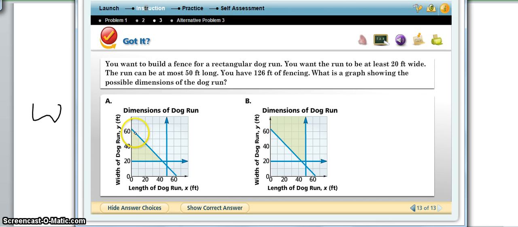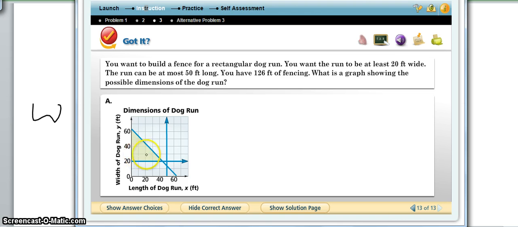width gets less, my length gets more. But still, I only have this much fencing, so this area right here, in fact, your correct answer is A. This area is what represents the possibilities for the lengths of the fence. And the lines are solid because I could choose a point on that line and it would work for me.